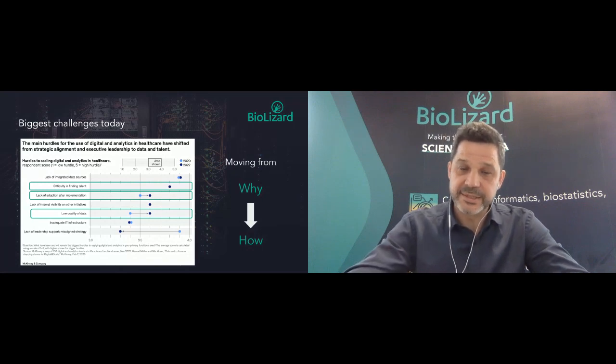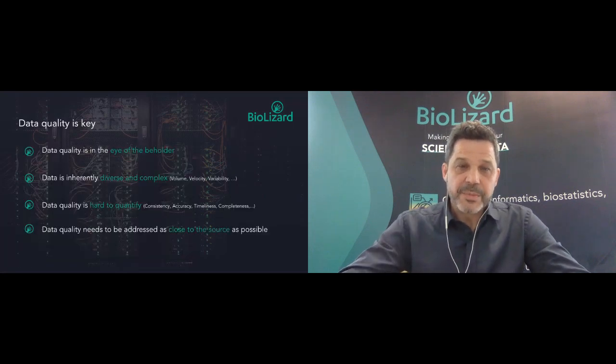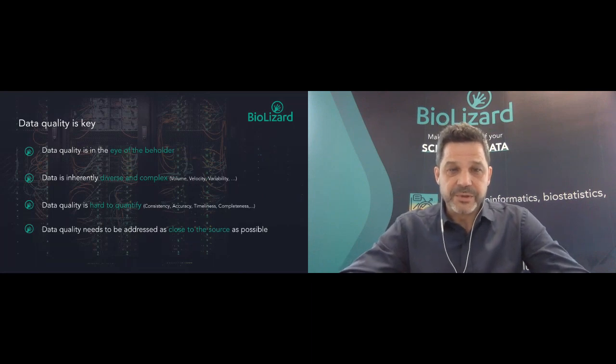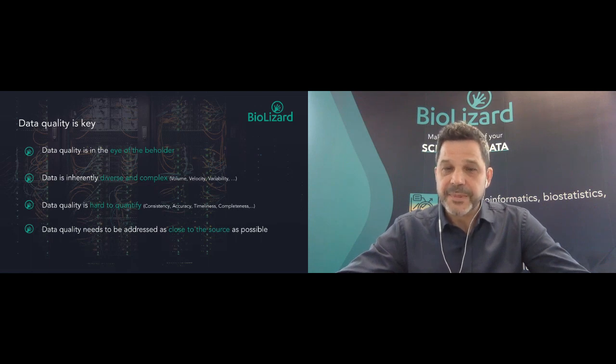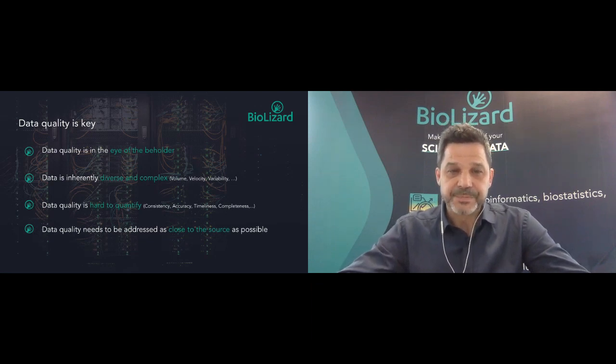should we implement this. And from BioLizard's point of view, we do fully agree that data quality is key. Having good quality of data will increase your data and scientific insights, but data quality is a bit of a tricky thing. And data quality is partially in the eye of the beholder. Depending on what you do or what the goal is of a certain experiment or even the phase at which you are in your research, the quality level that you need for data might be different.